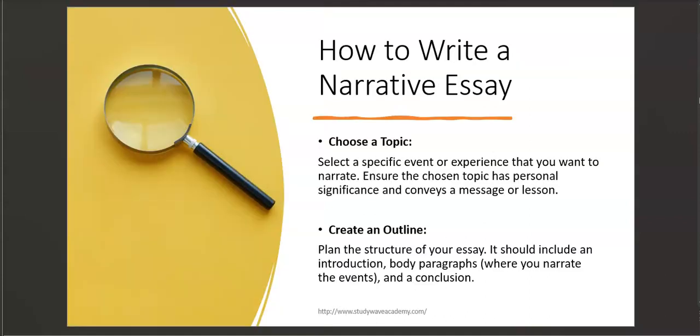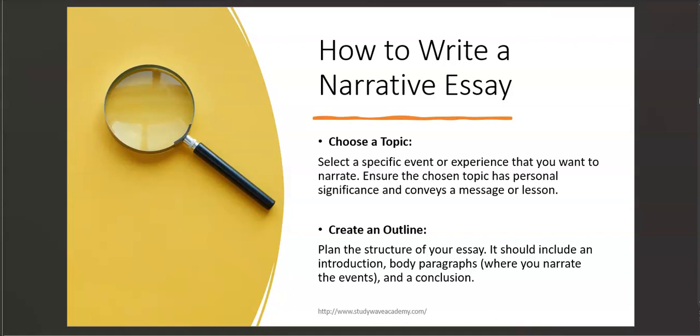How do we write these essays? We know about the narrative essays, we know what they are, but how do we write them? So first of all, you choose a topic, and you choose a topic that is specific. Select a specific event or experience that you want to narrate. Ensure that the chosen topic has a personal significance and conveys a message or a lesson.